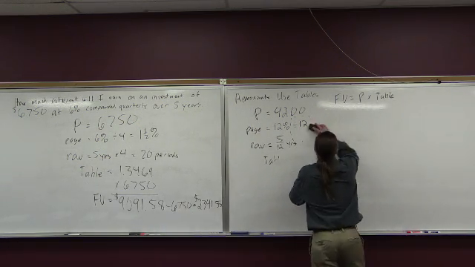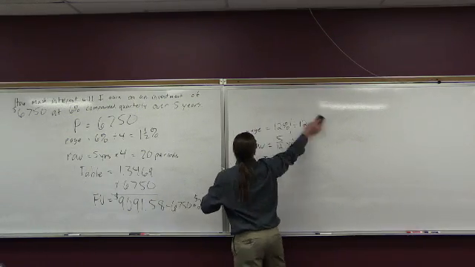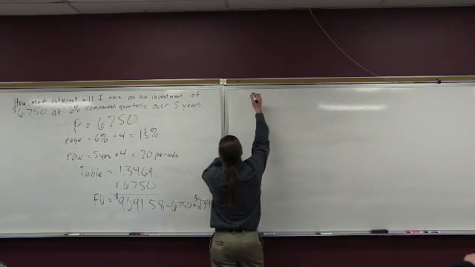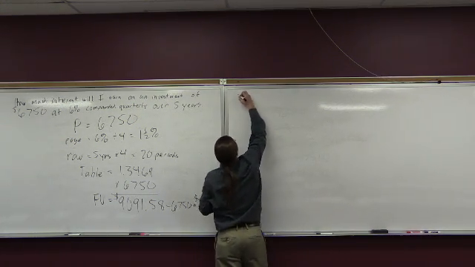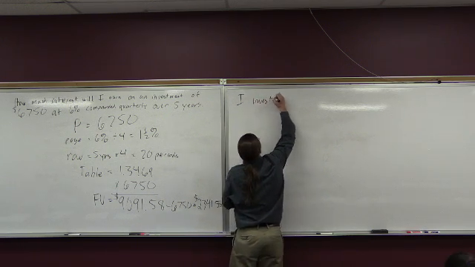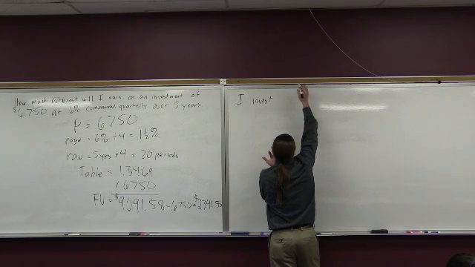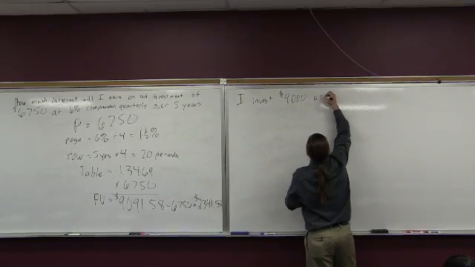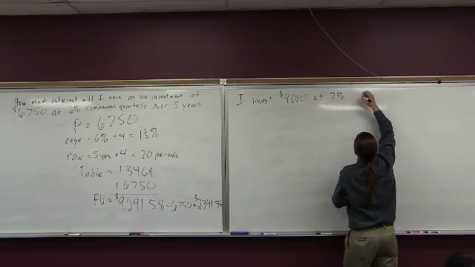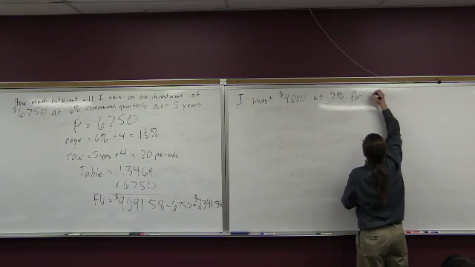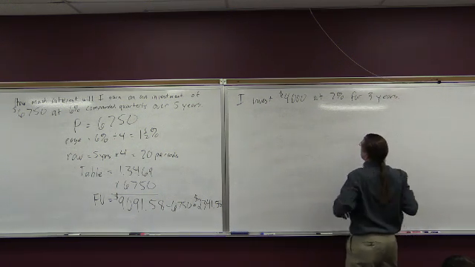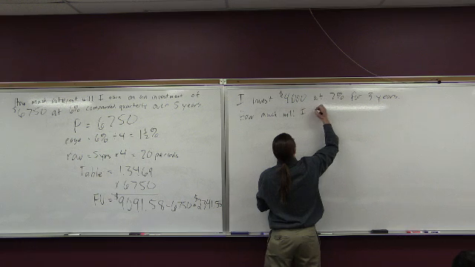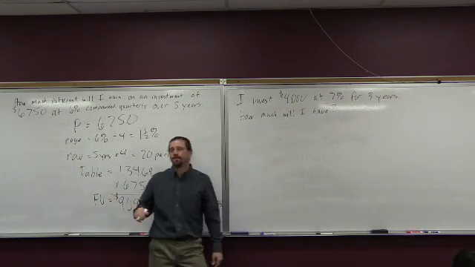All right. So let's see. So let's say I invest $4,000 at 7% for 3 years. How much will I have? So find the future value.